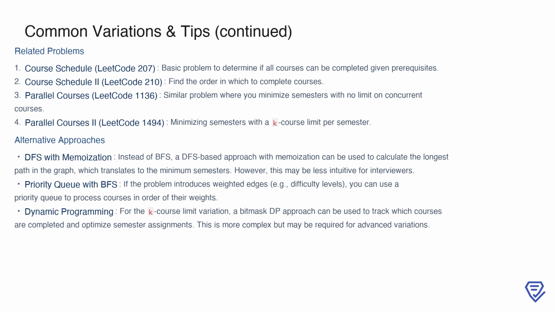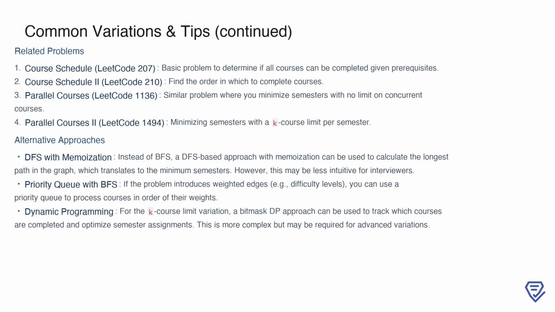This problem also connects to several related problems that you might encounter. For instance, Course Schedule, LeetCode 207, focuses on determining whether all courses can be completed given the prerequisites. In Course Schedule 2, LeetCode 210, you need to identify the specific order in which courses should be completed. Another variation, Parallel Courses, LeetCode 1136, involves minimizing the number of semesters without a limit on concurrent courses. And, of course, there's Parallel Courses 2, LeetCode 1494, where the number of concurrent courses is capped, making it more complex.